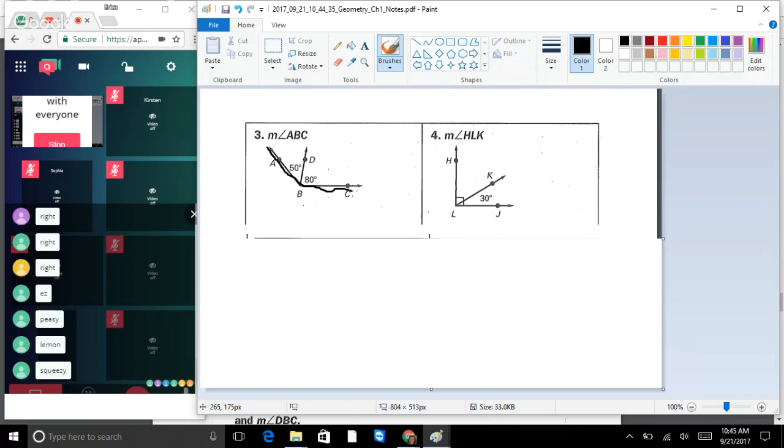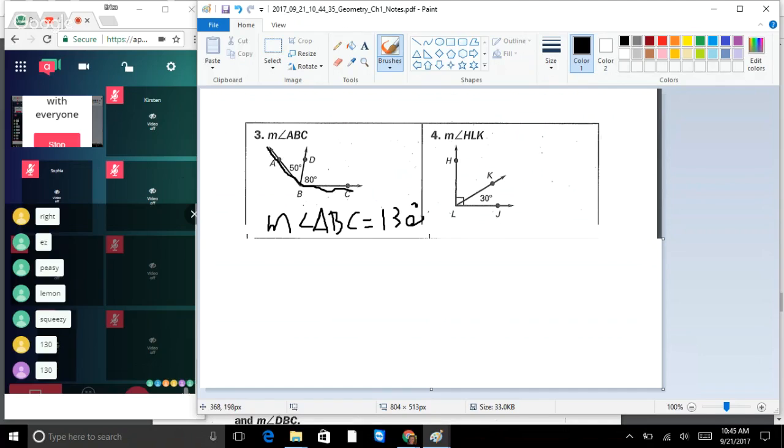Okay, so by postulate 4, if we know that the measure of angle ABD is 50 and the measure of angle DBC is 80, we can add the two together, 50 plus 80, and we get 130 by adding them together.